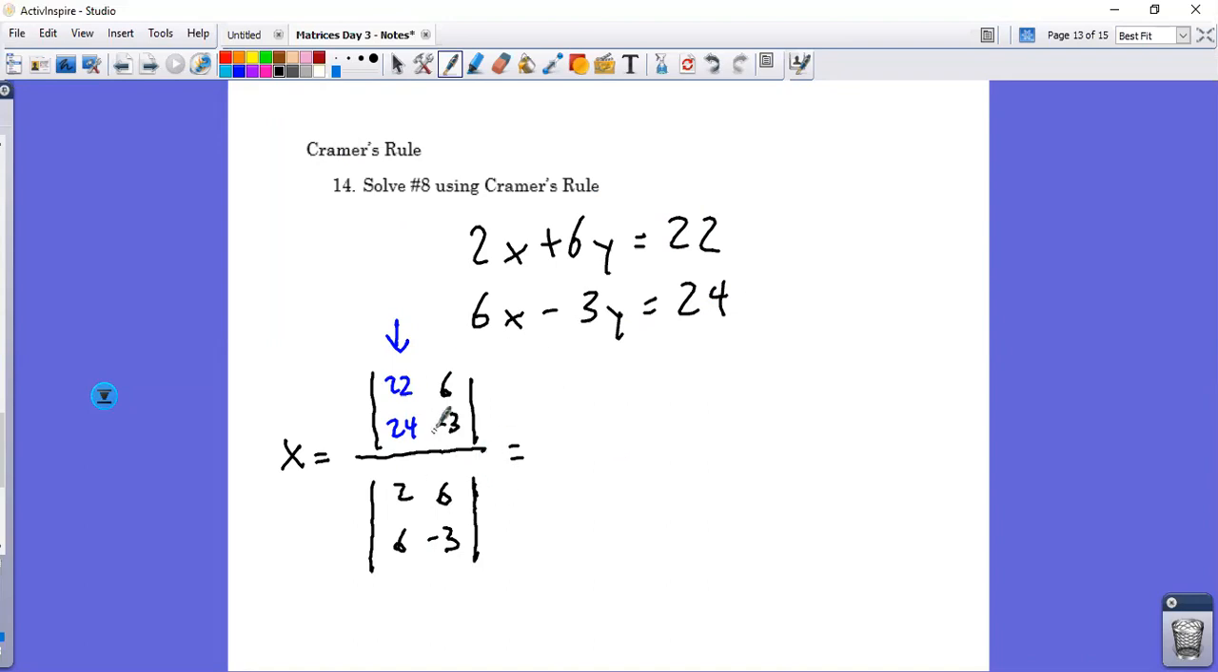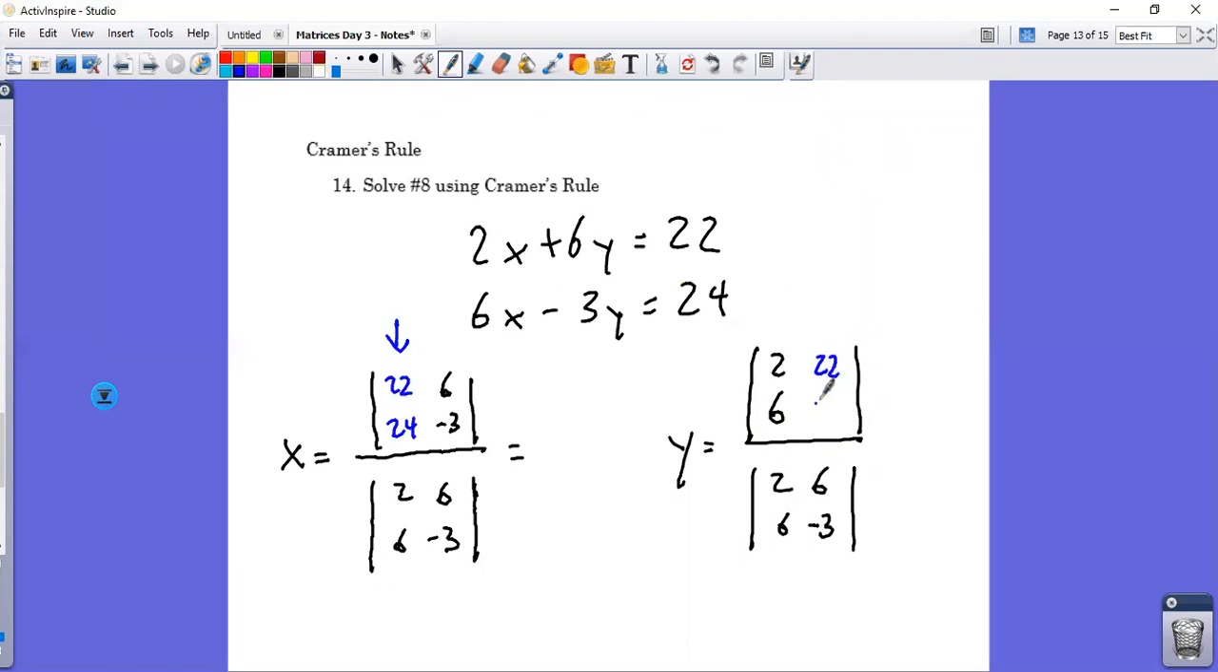Now we know x is 5. I'm going to show you how that works, but then you solve for y separate. And for y, the denominator is still the coefficient matrix, 2, 6, 6, -3. But to solve for y, you leave the x coefficients the same in the numerator, and you replace the y's with the solutions, the 22 and the 24.